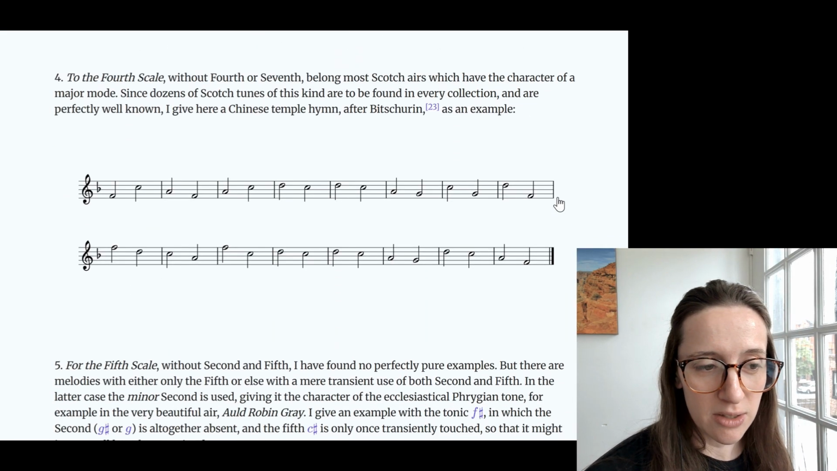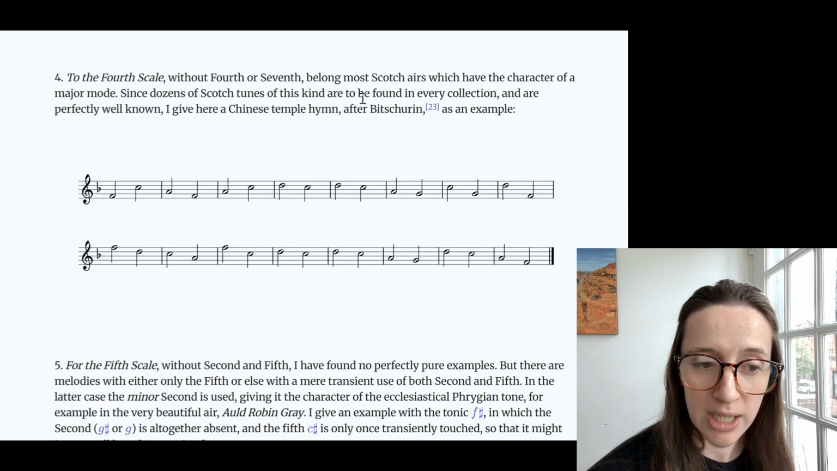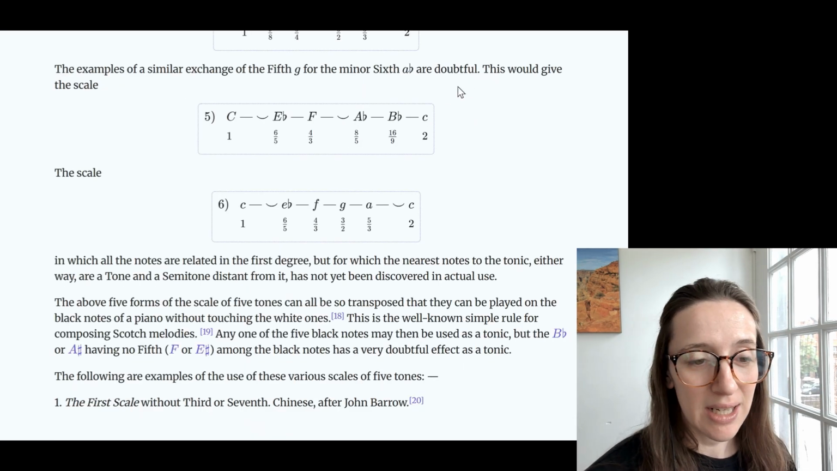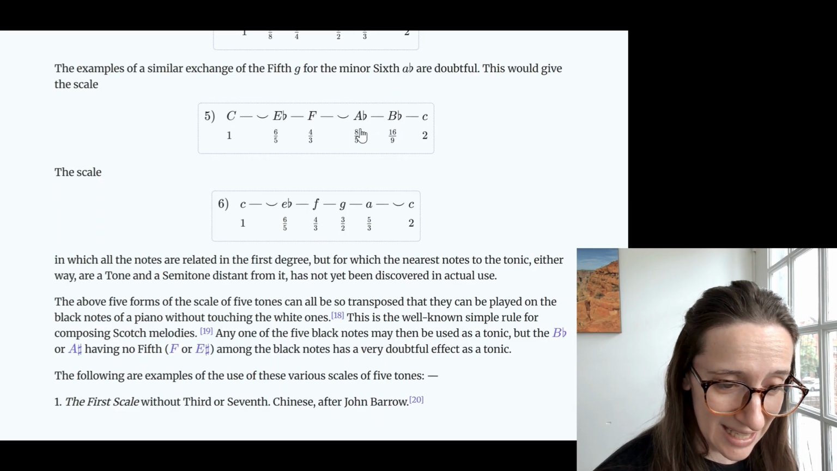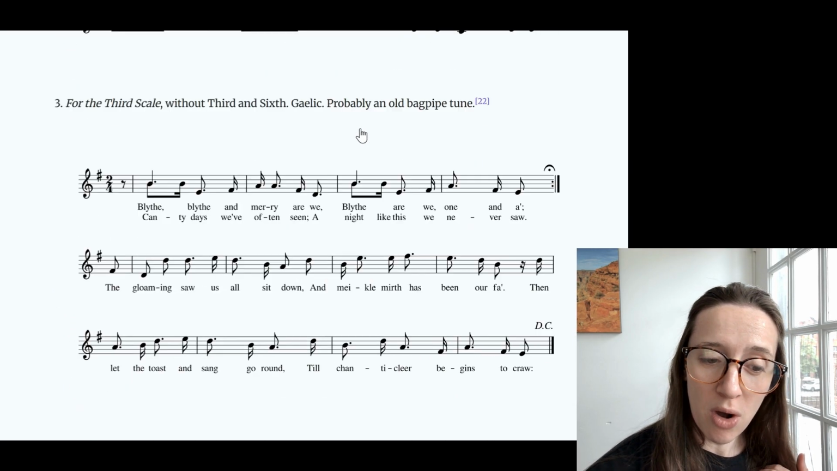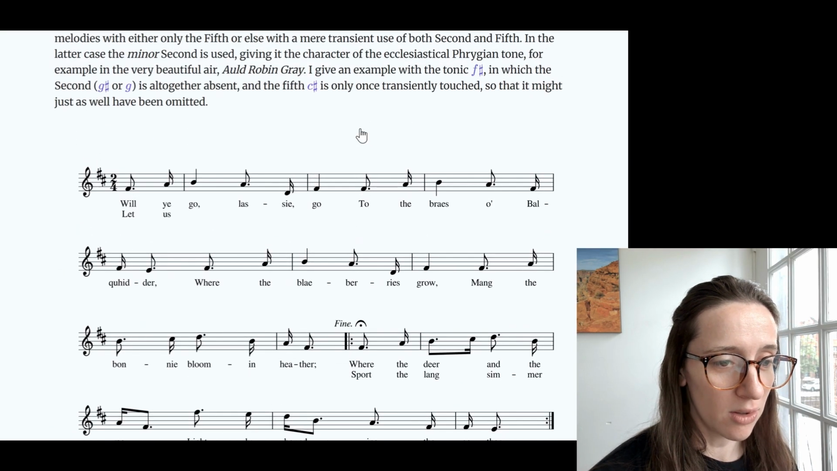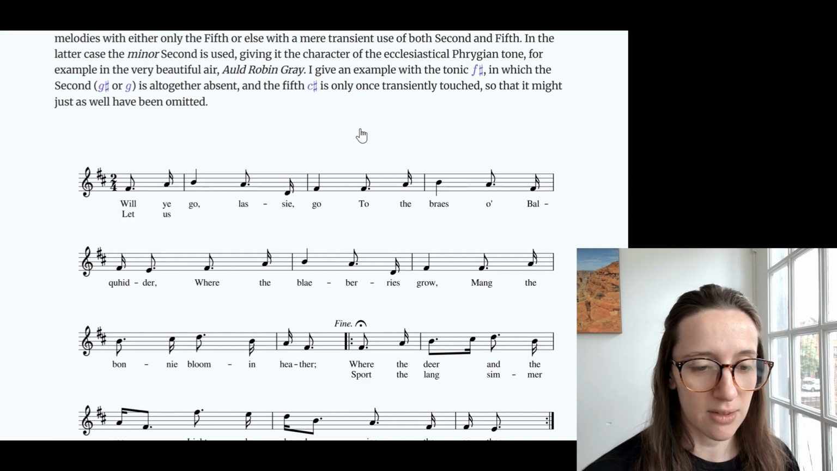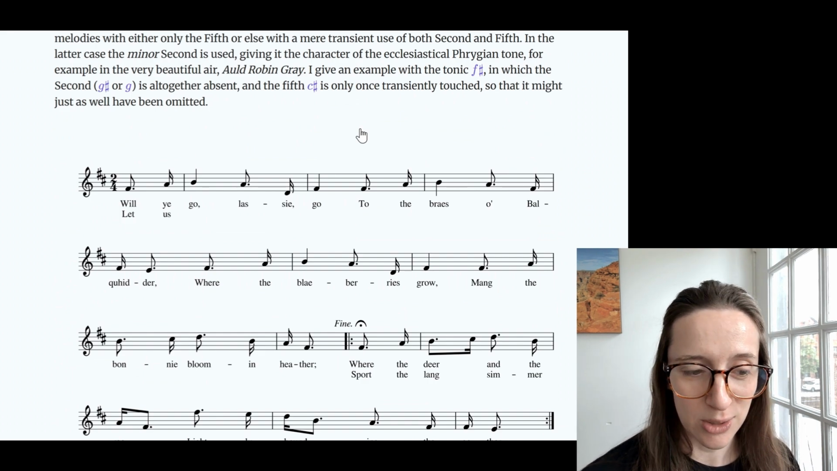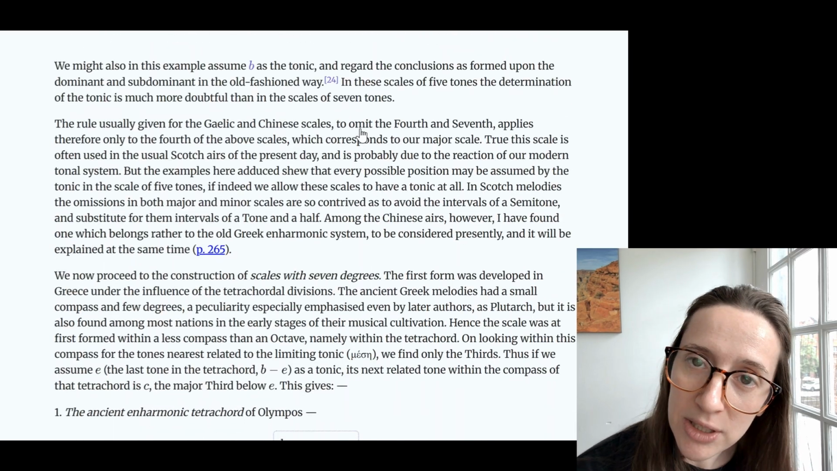Found in many Scotch tunes, as well as this Chinese temple hymn. And finally, replacing the fifth for a minor sixth, which we almost, but don't quite hear, in Auld Robin Grey. And of course, you can play all of these songs by clicking on them at sensationsoftone.com, but I'm going to move on to the scales of 7 degrees.